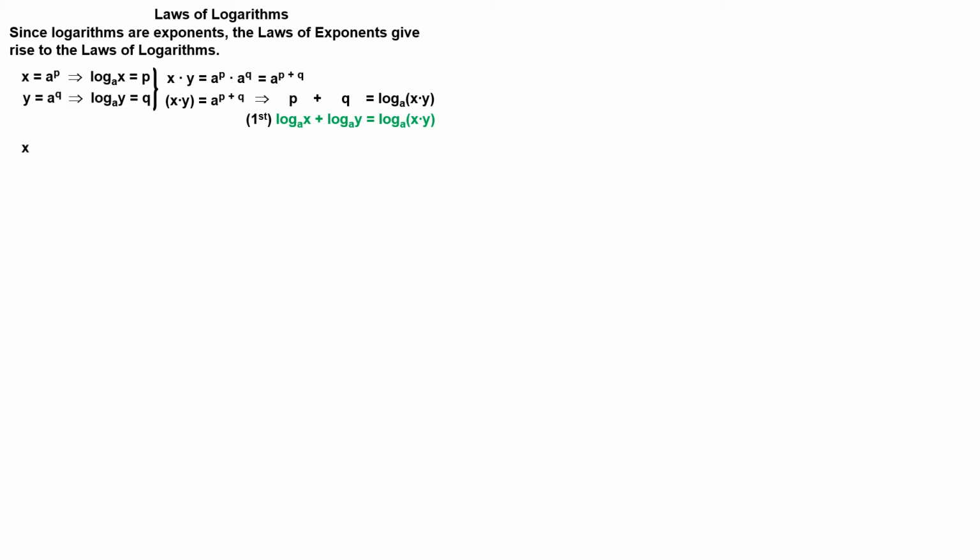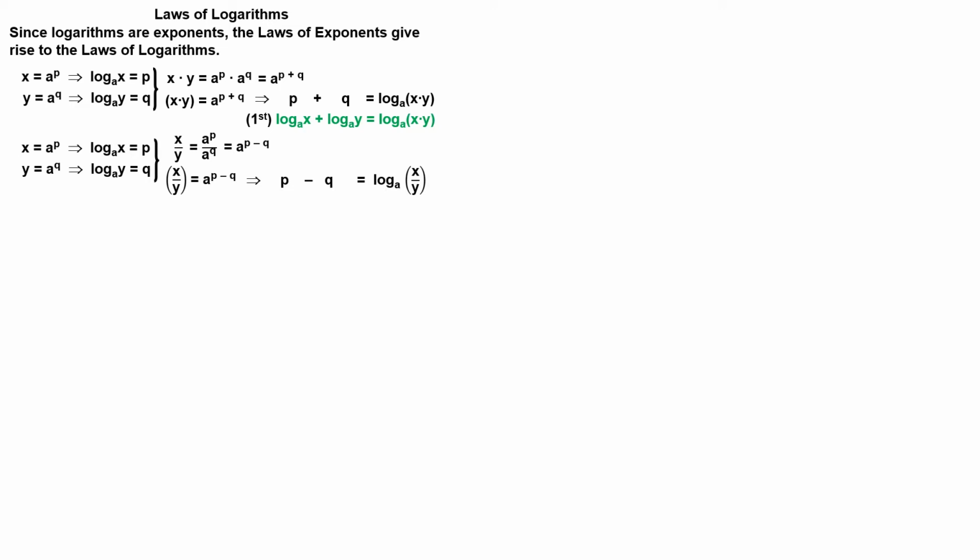To obtain the second law of logarithms, we are going to do almost the same thing. Pay attention. We will divide x by y. Simplify by applying the quotient rule of exponents. That is, copy the common base, then subtract the exponents. We get an exponential equation. Now write this exponential equation in logarithm form.